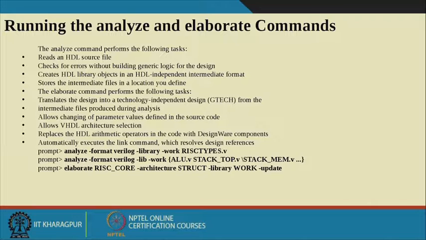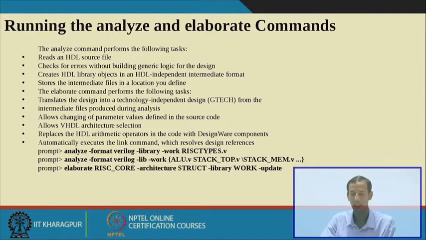The command for elaborating is elaborate risc_core. That means this is the module name which I am now trying to elaborate, and this architecture is structural, with the library name of work. -update means that if I have analyzed or elaborated this file earlier, -update will update all that information and give you the current results.